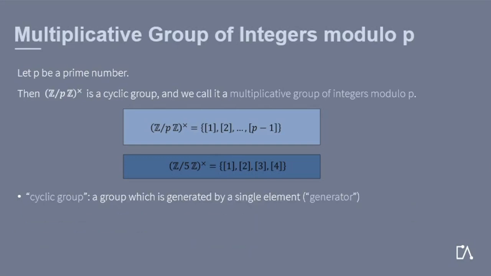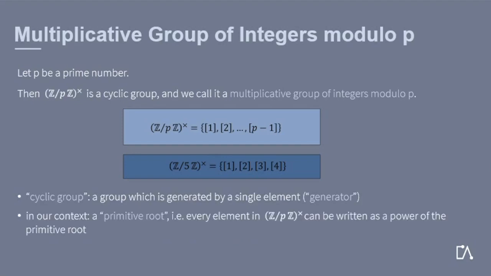Moreover, this group is a cyclic group, which means the group is generated by a single element, called the generator. Again, in our context, we call this generator a primitive root, which here means that every element of our group can be written as a power of the primitive root.